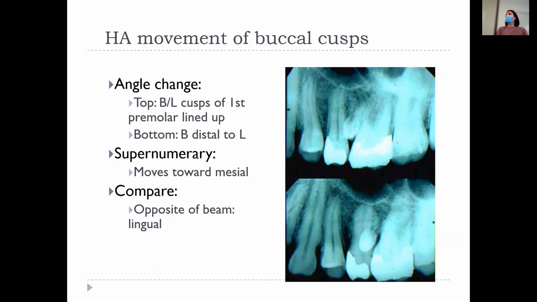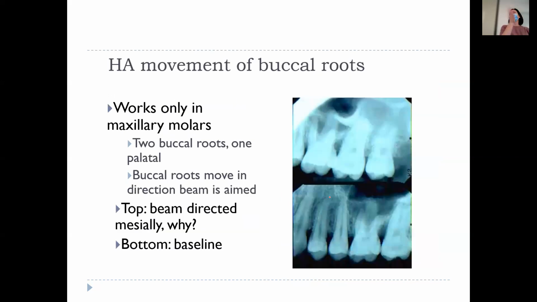So, angle change. In the top picture, the buccal and lingual cusps of the first premolar line up, kind of superimposed over each other. And then on the bottom, the buccal is more distal. This is the same picture that we saw, and this is just talking it through. The supernumerary tooth moves mesial, opposite of the beam, so therefore it's lingual. So it's just talking about horizontal angulation movement of buccal roots.